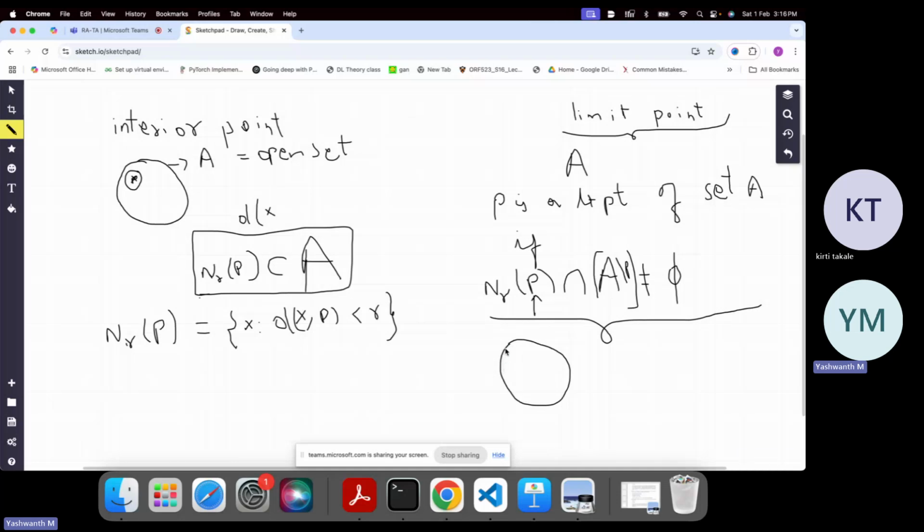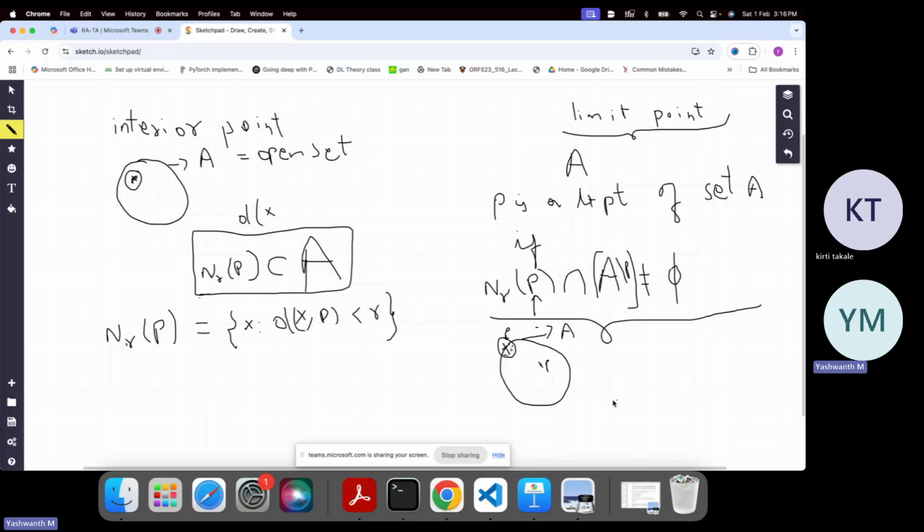Let's say I am taking a point P on the boundary of this ball, right? No matter what radius I pick, I draw a ball around this point. It will intersect my set A. This ball is the original set A. No matter how small I choose the radius, it will intersect at some point of the set A. So this P on the boundary is a limit point of the set A. If we draw any ball, it will intersect the set A apart from P. So that's the definition of a limit point.